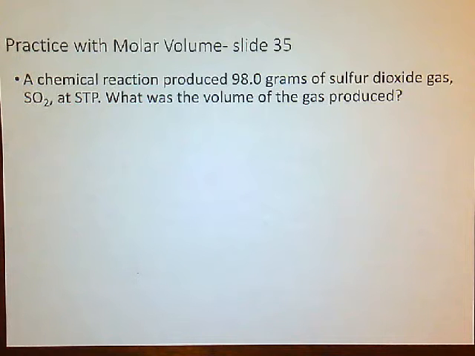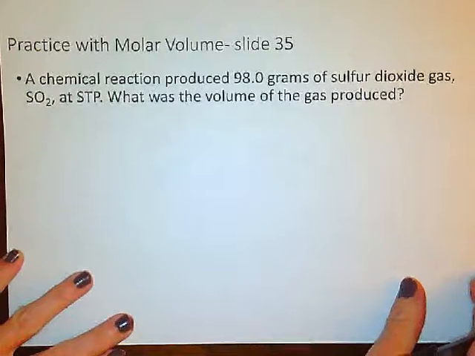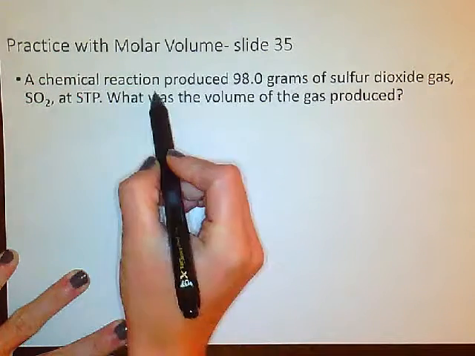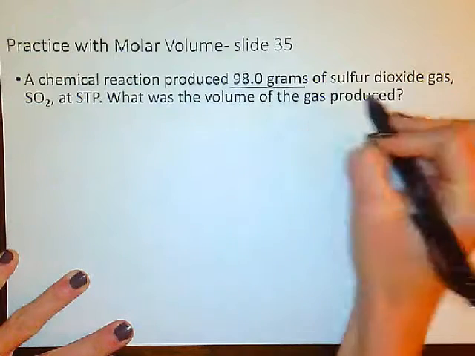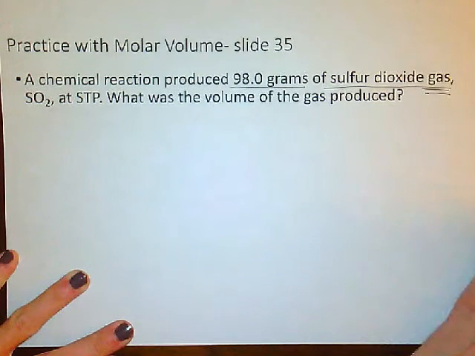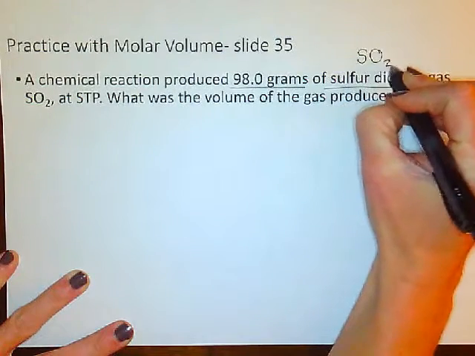Okay, let's go ahead and take this a step further. We start out pretty basic, and then we're going to add a couple steps here. We see a chemical reaction produces 98 grams of sulfur dioxide gas. In your head, I want you to think about what sulfur dioxide is. What's the chemical formula on that? We know that that's SO2, okay?